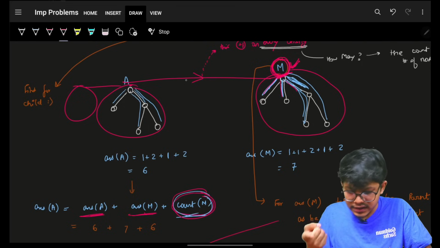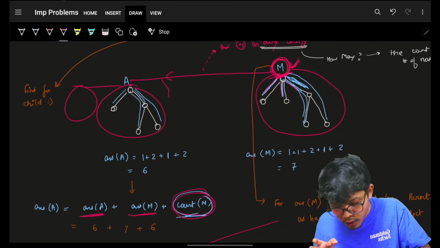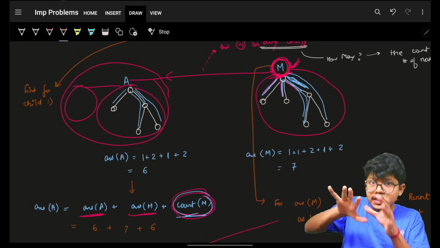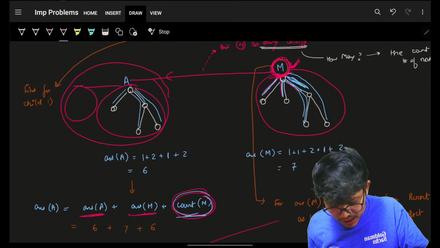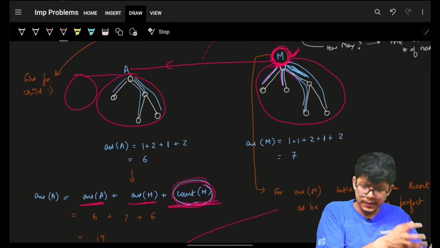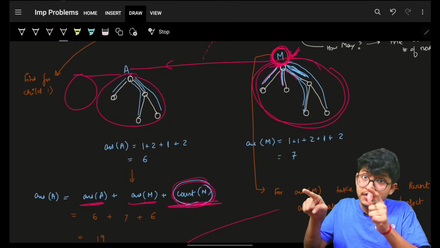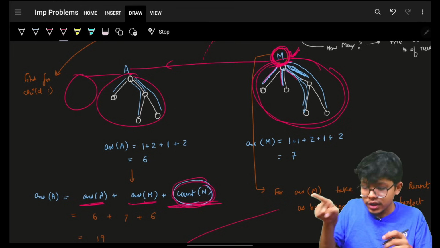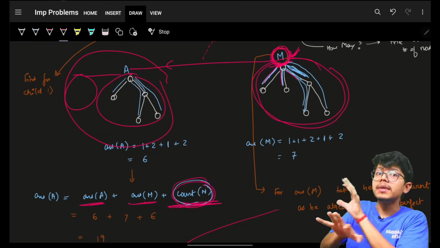But vice versa, you want the contribution from M to A, which means how many children my parent had. So instead, I will remove the contribution of count of M, which is the children of M, but in the reverse manner, I will add the contribution of the other remaining nodes. How many nodes are remaining?